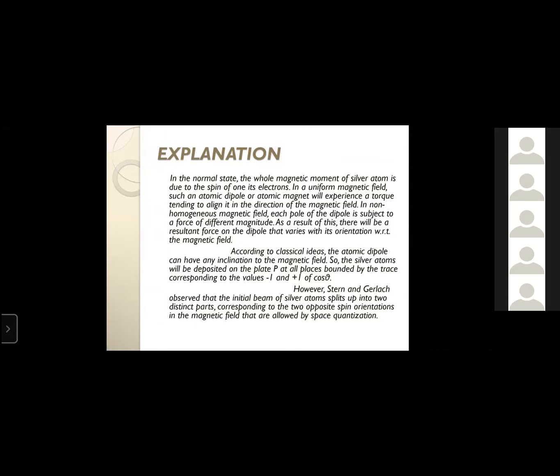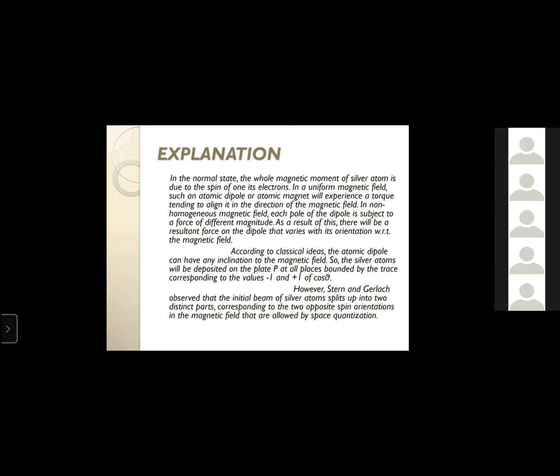Explanation: in the normal state, the whole magnetic moment of the silver atom is due to the spin of one of its electrons. In a uniform magnetic field, such an atomic dipole or atomic magnet will experience a torque tending to align it in the direction of the magnetic field. In a non-homogeneous magnetic field, each pole of the dipole is subject to a force of different magnitude. As a result, there will be a resultant force on the dipole that varies with its orientation with respect to the magnetic field.